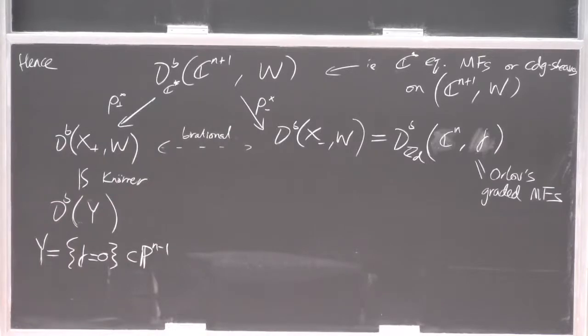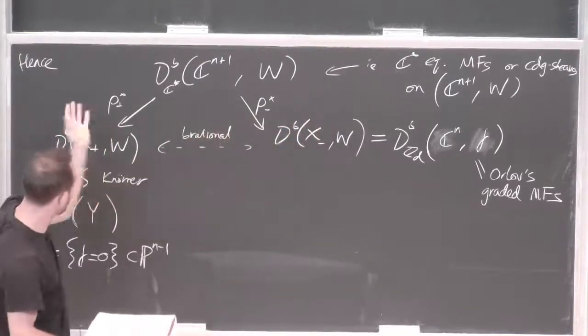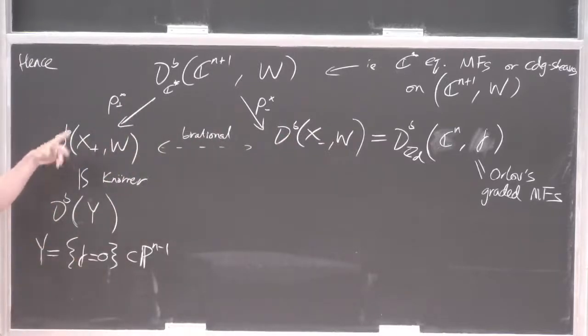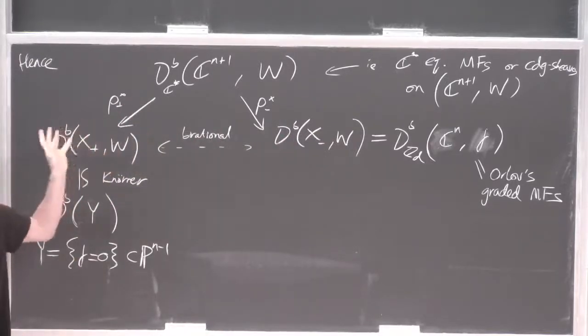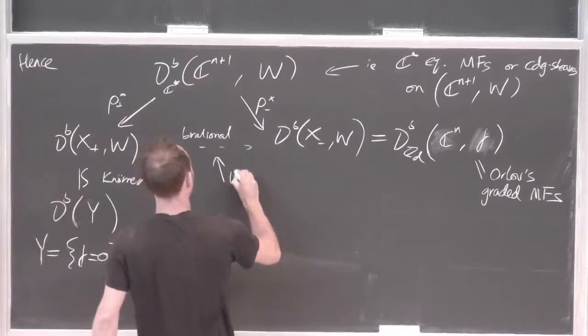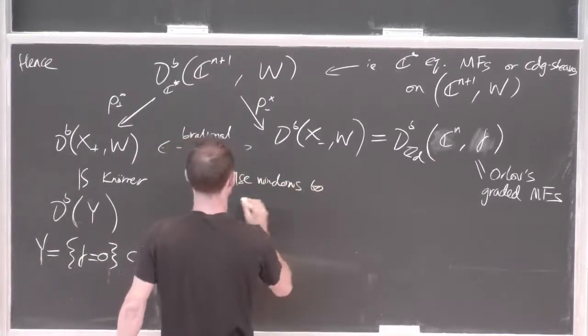So the final piece of the puzzle is to use this window technology so that we can compare this category with this category. If I set W equals 0, we know how to do that because we've been talking about that all week. But I just need to show you how to do it when W is not 0, how to adapt our techniques. Okay, so that's the aim. So what we want to do here is use windows to compare these categories.